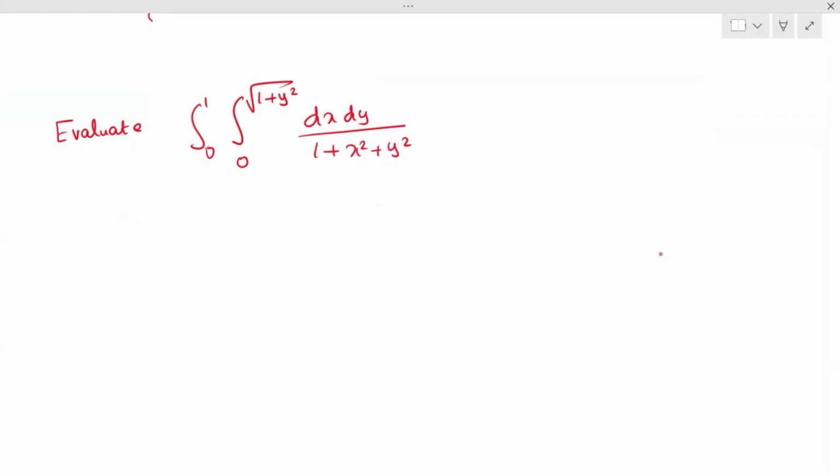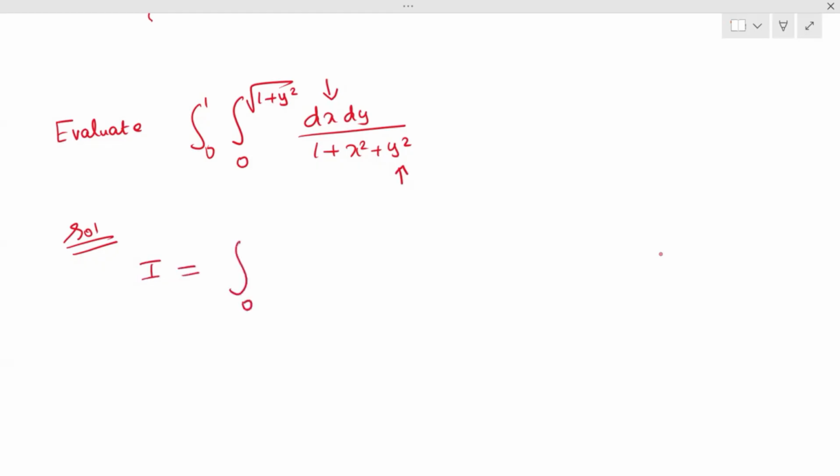Now we are going to evaluate this double integral. Here the order is given by dx dy. First we have to integrate with respect to x, and we have to keep the variable y as a constant.